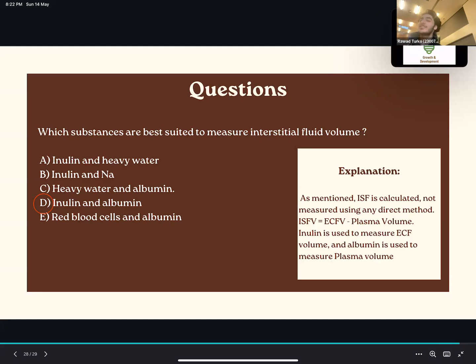As I mentioned, the interstitial fluid is calculated, but it's not measured using any direct method. The interstitial fluid is equal to the difference between the extracellular fluid and the plasma. Inulin is used to measure the extracellular fluid volume, and albumin is used to measure the plasma volume. So the most important method of measurement for the extracellular fluid volume is inulin, and for plasma volume, albumin. If you take inulin minus albumin, or the measurements of both, then you would get the calculated volume of the interstitial fluid.